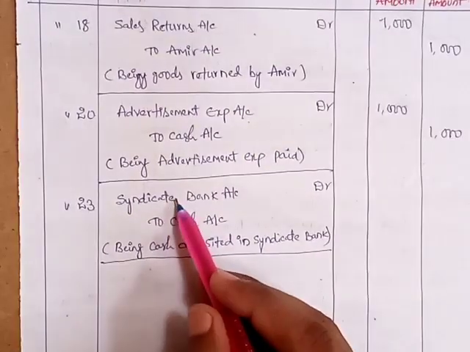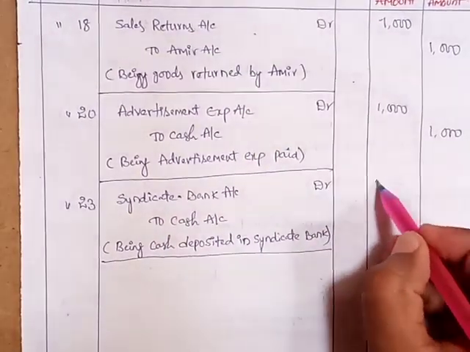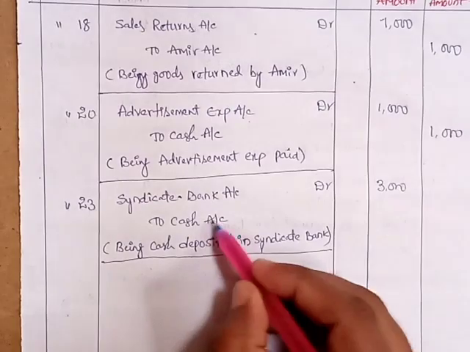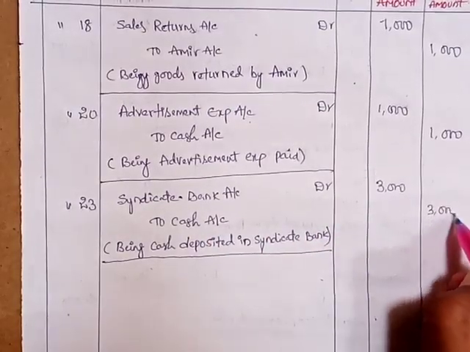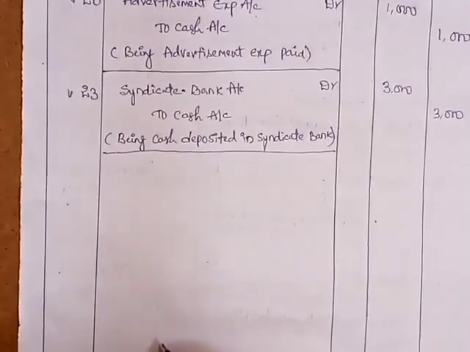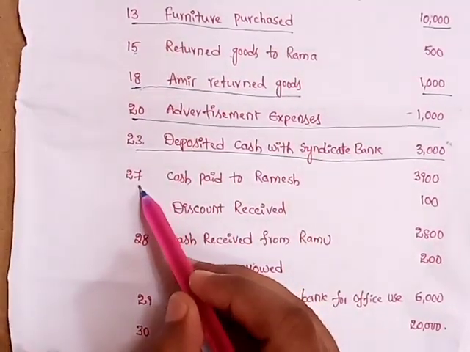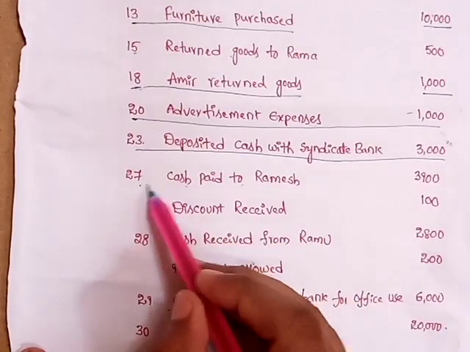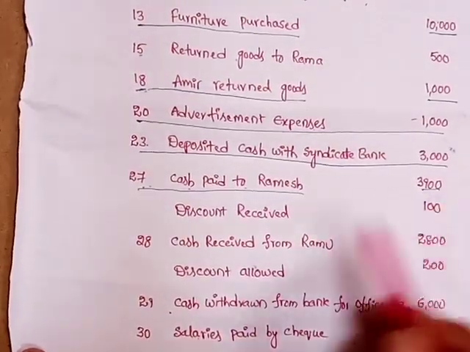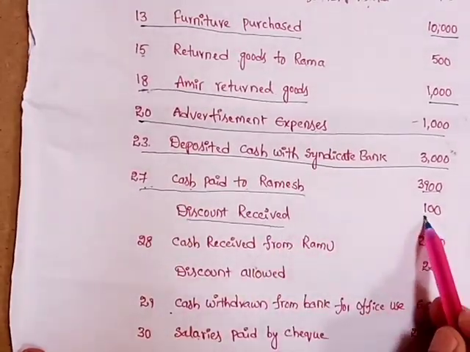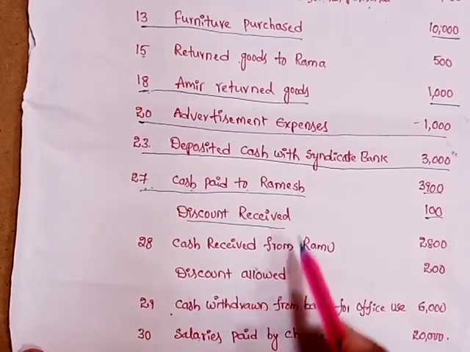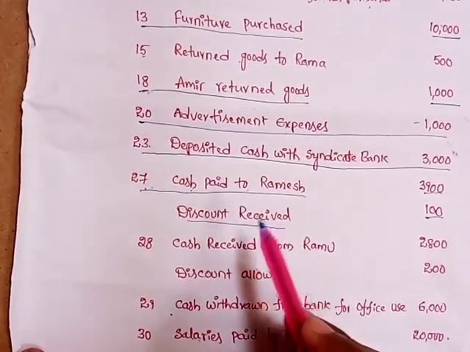So against the debit line in debit column 3000, against the credit line in credit column 3000. Next, 27th, cash paid to Ramesh 3900, discount received 200. So here two transactions involved in the same date.